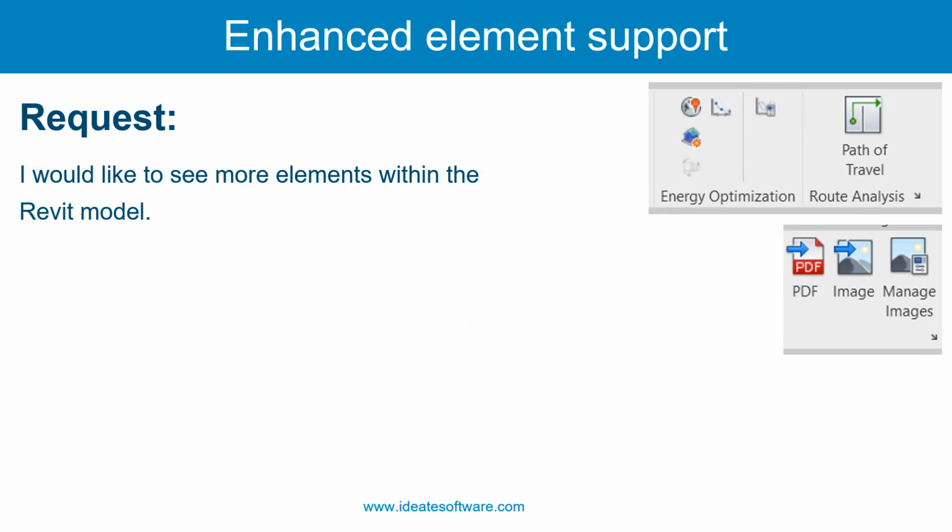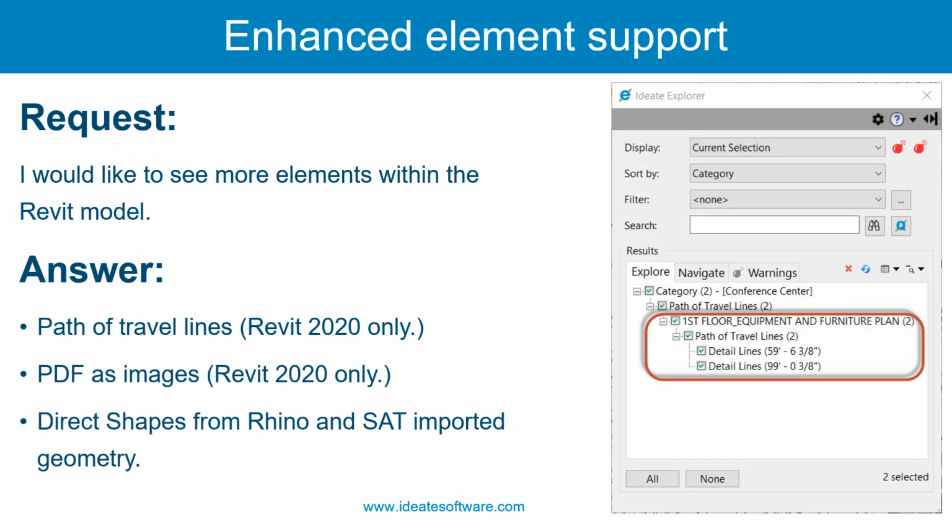You've requested that Ideate Explorer reflect all the elements in the Revit model. In Ideate Explorer 2020, we've added support for new Revit element types like the path of travel lines and PDF support within images. We also have additional direct shape support for elements created via Rhino or SAT geometry.